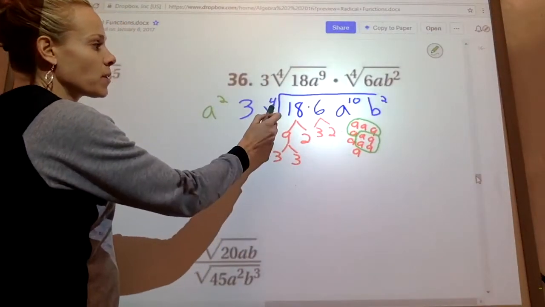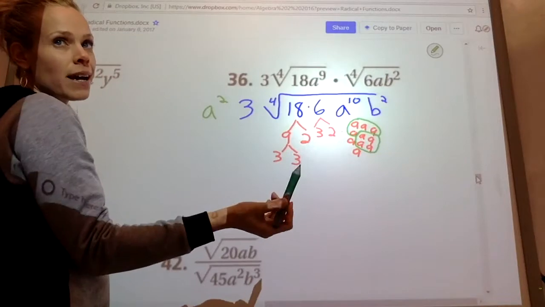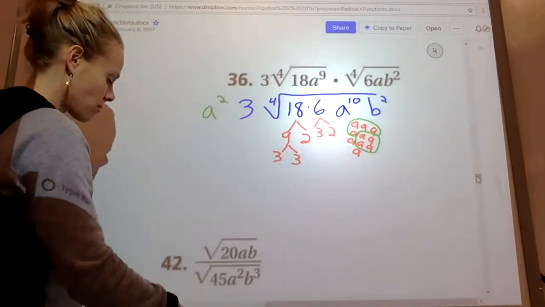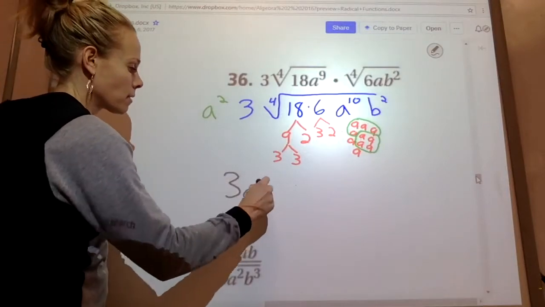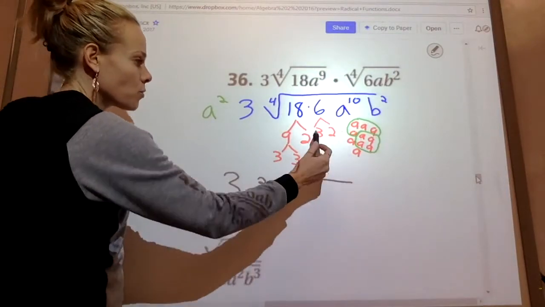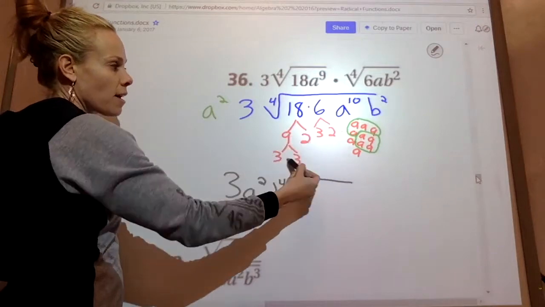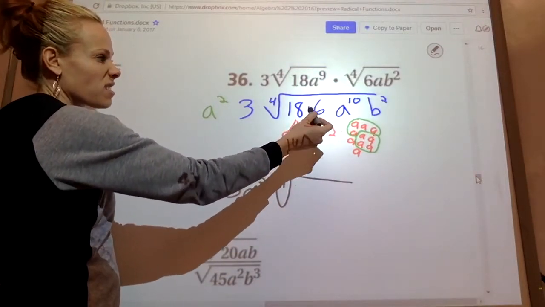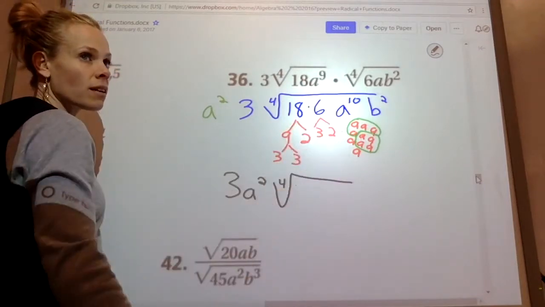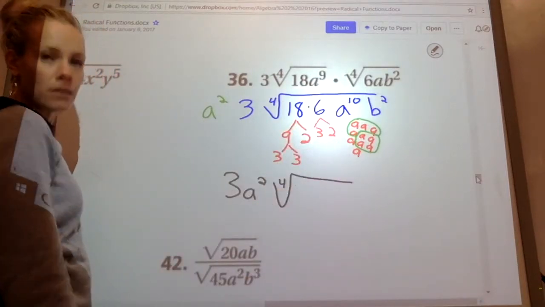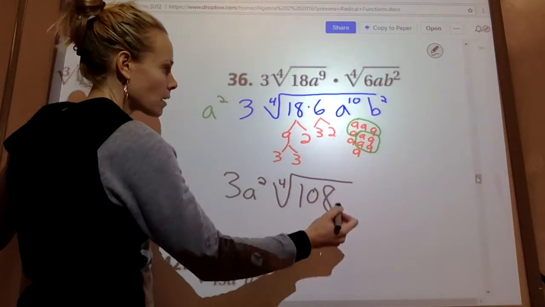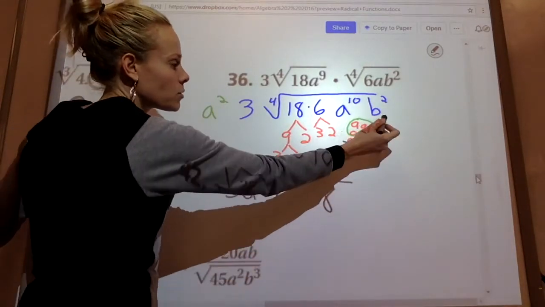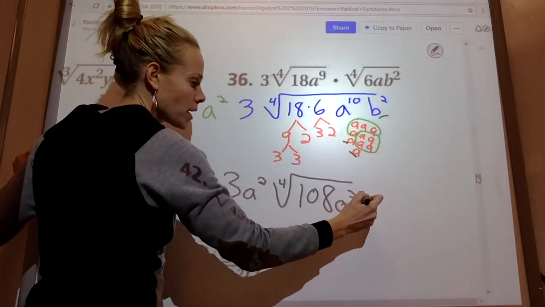So as you can see, when your index gets bigger, you take less out because there's just not that group anymore. So my answer would be the 3a squared, fourth root. You remultiply all this back together, so it's 18 times 6, which is what? 60 plus 48, which is 108. And then what do I have? I have 2 a's left here and 2 b's there. So a squared, b.